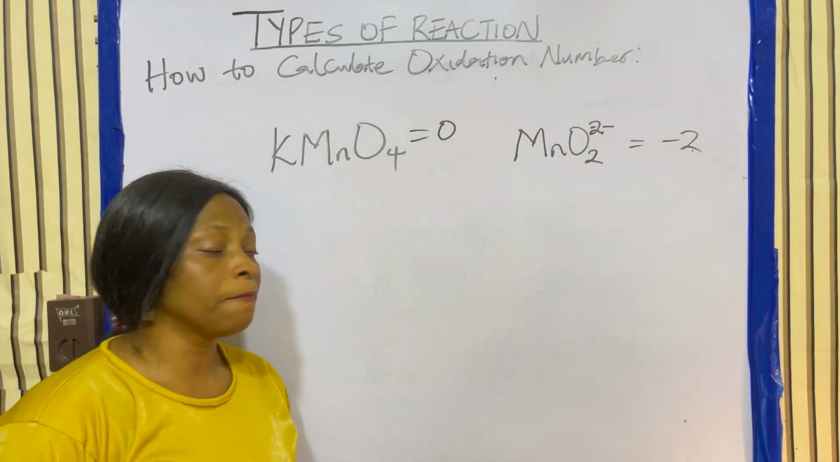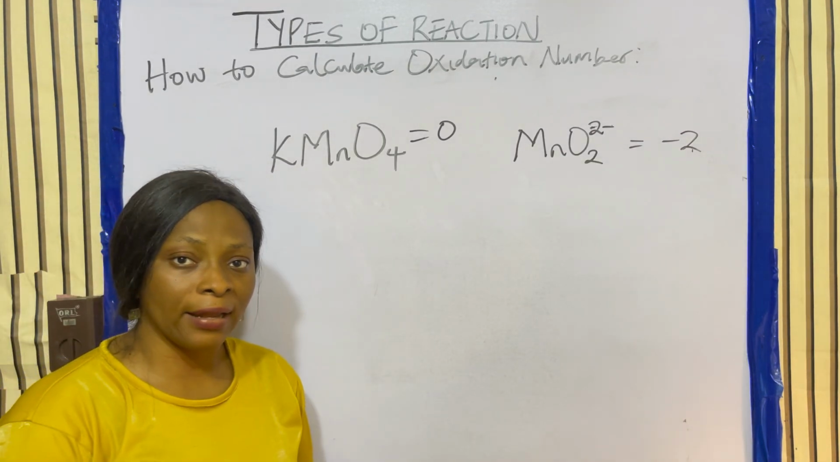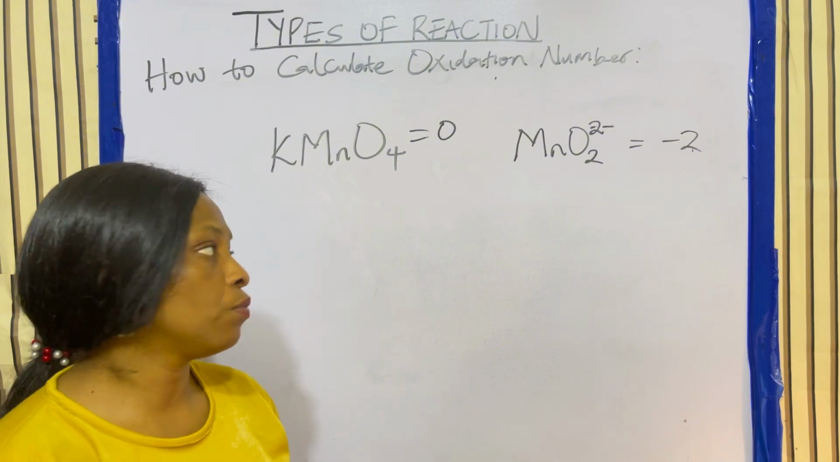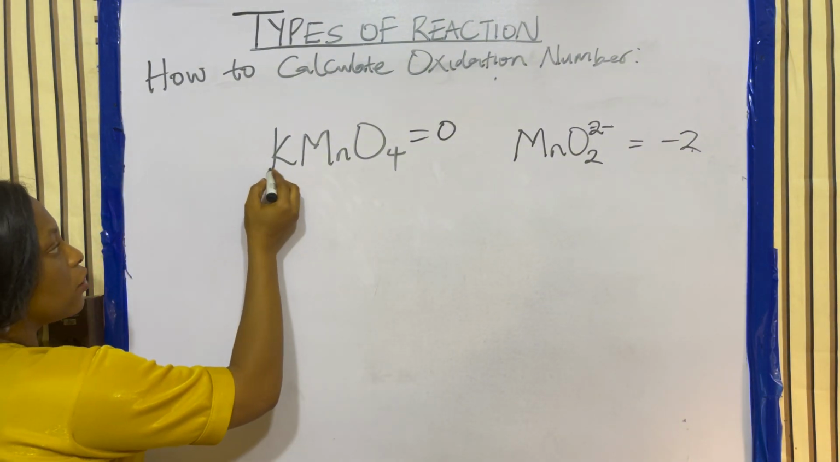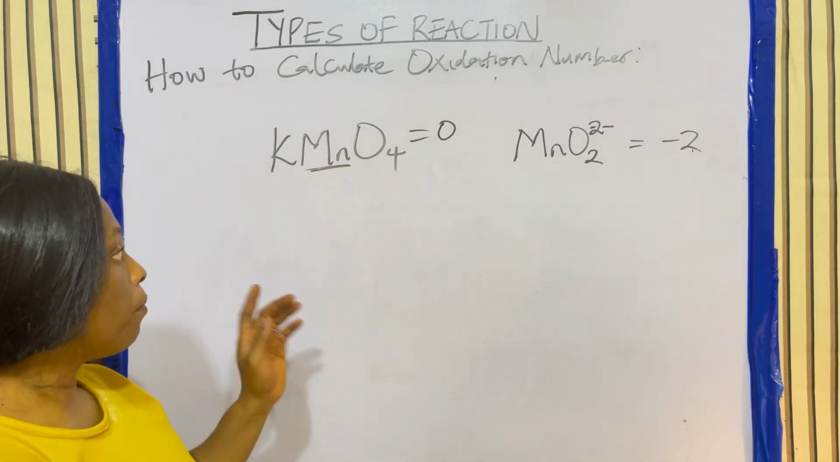Then secondly, you have to note that any element that is not combined is 0. These are the two things I need you to know. All right, so let's look at this. We are asked to find the oxidation number of manganese in this compound.